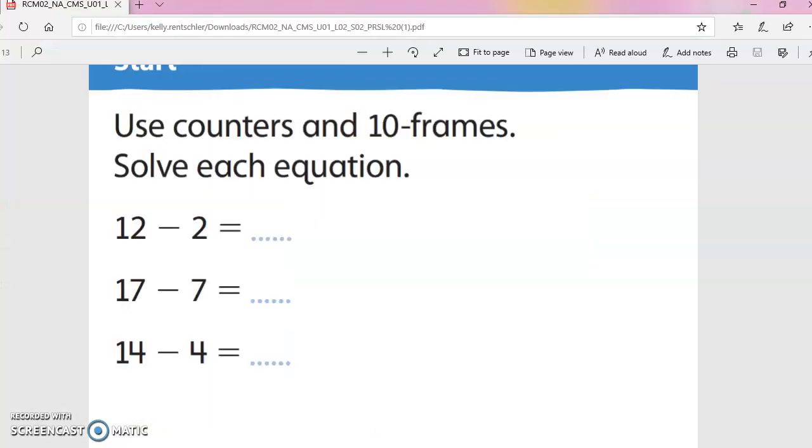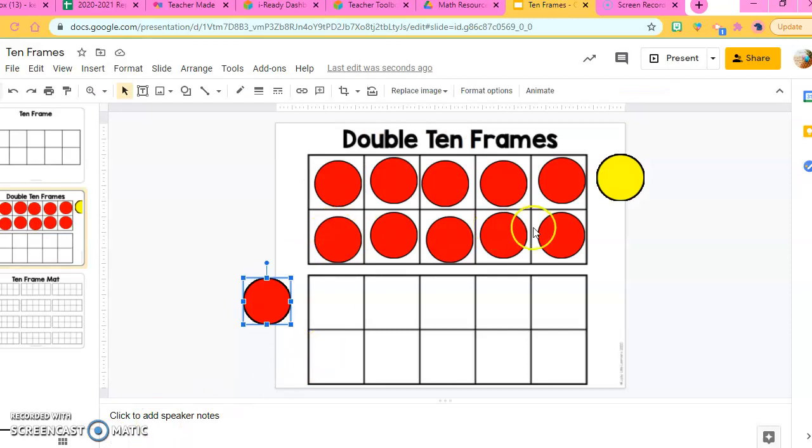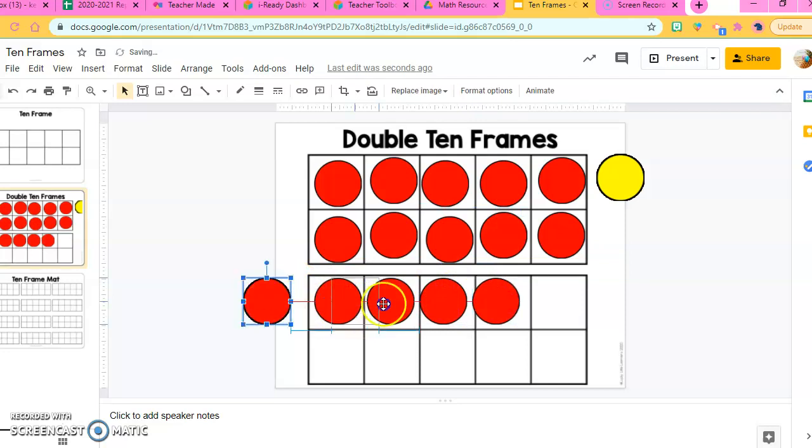Let's see what our next problem is. 17 minus 7. So I already have 10, so I just need 7 more to make 17. And I know that the top row is 5. So once I fill the top row in, I have 15, 16, 17.